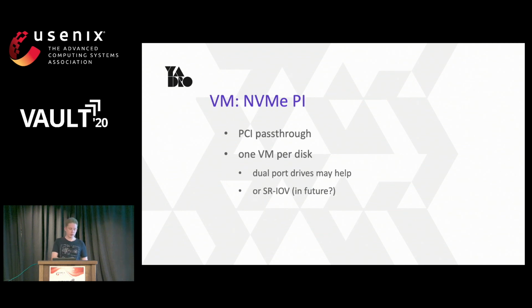For the first case, we just took NVMe and put it as a PCI device inside a virtual machine. As expected, it works fine, no issues. The only limitation is that you can put it only in a single virtual machine. If you would like to scale it somehow, you need either dual port drives with hardware that supports dual port, or you can use the SR-IOV feature. We actually didn't see if it works in real life, but anyway, it works.